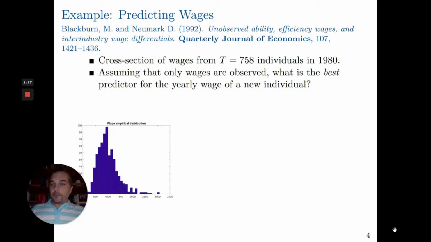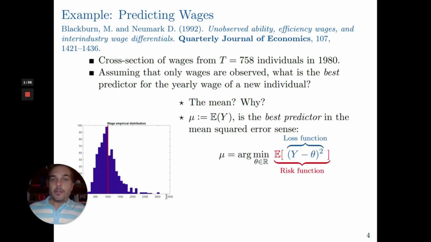So imagine this is the histogram. What you're seeing here is the empirical distribution of the wages in our sample. And we want to know, okay, given a new individual, what is my best guess for his wage? Okay. The mean. Why is it the mean? So the mean is the best predictor because the expected value, the population mean, is the best predictor in the mean squared error sense.